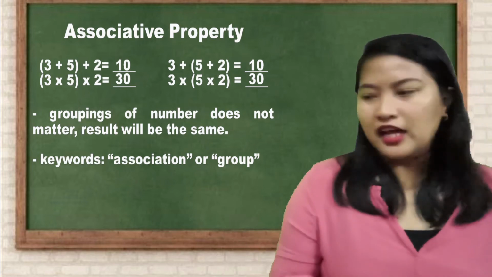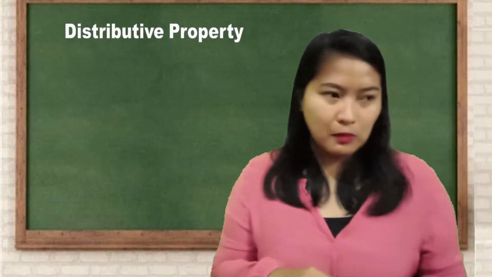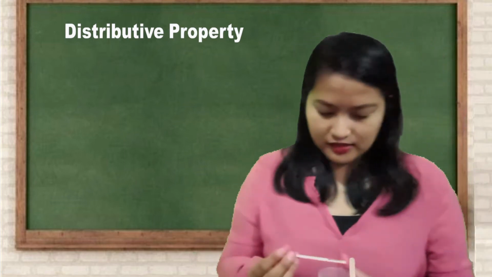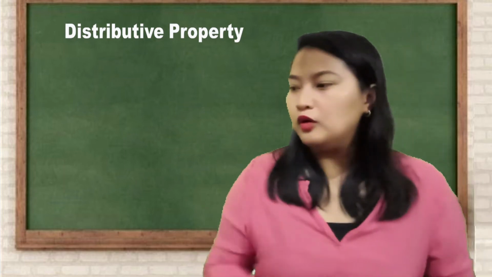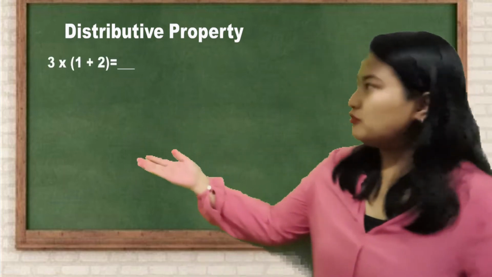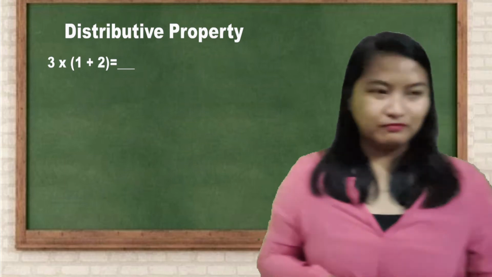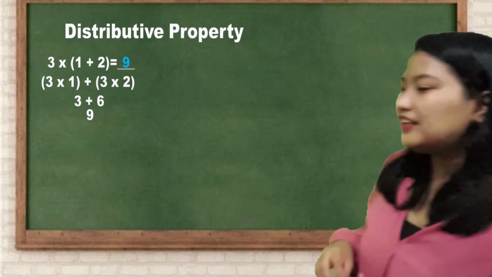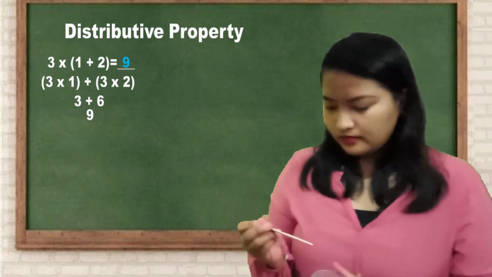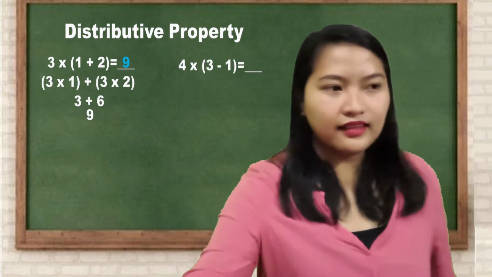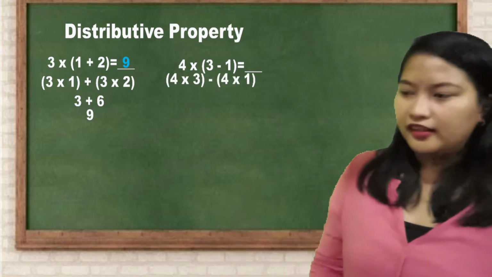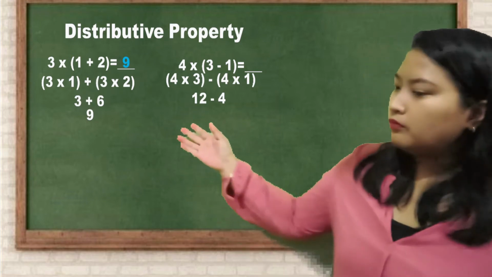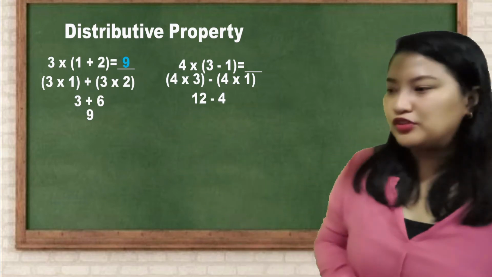Okay, let's move on. Okay, distributive property. Okay, so this one is more tricky. Okay, let's have OG. Okay, OG. What is 3 times the quantity of 1 plus 2? Correct. It is 9. How about the second mathematical sentence? Anna. Yes, Anna? Okay. Very good. 4 times the quantity of 3 minus 1 is equal to 8.